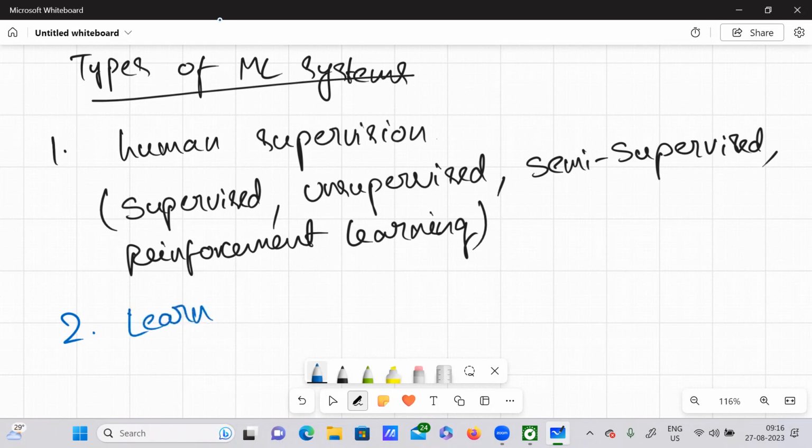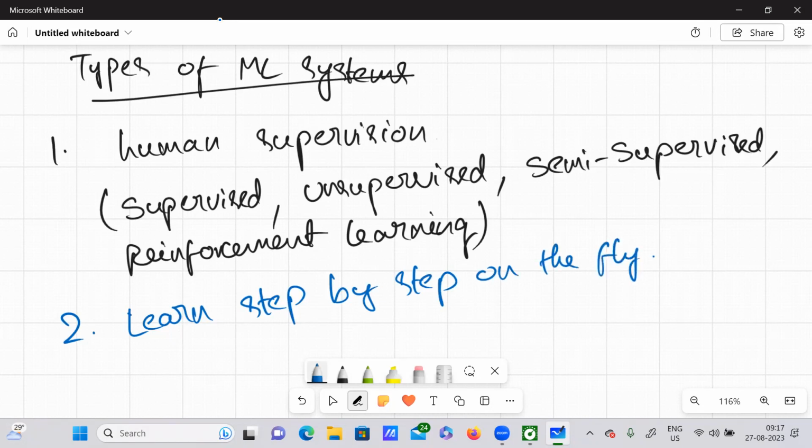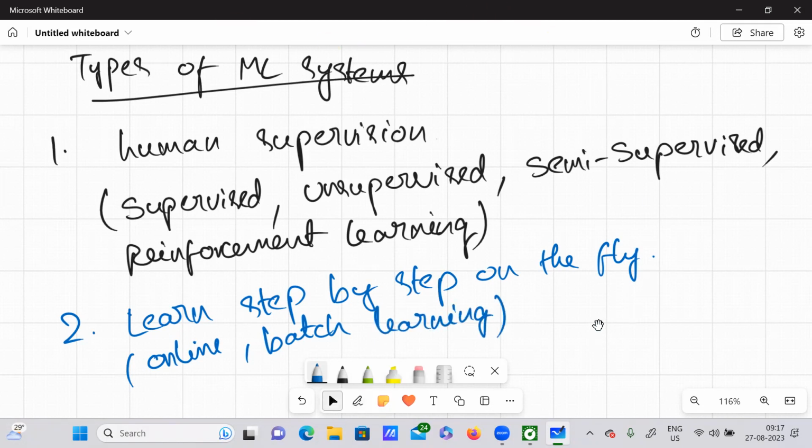Okay, and the second one is whether they can learn step by step on the fly. In the sense, I'm saying these are the algorithms that can learn step by step on the fly. So here, these have been categorized based on their step by step learning. These have been categorized as online and also batch learning. So these are our ML algorithms which have been classified as online learning and batch learning.